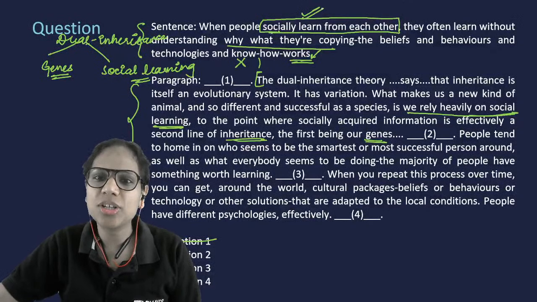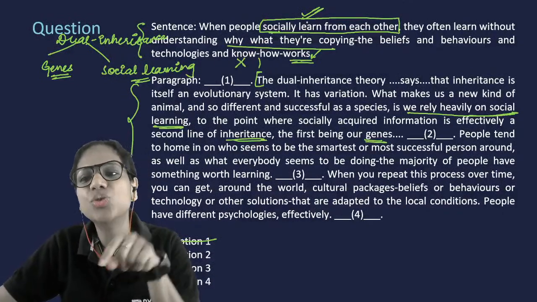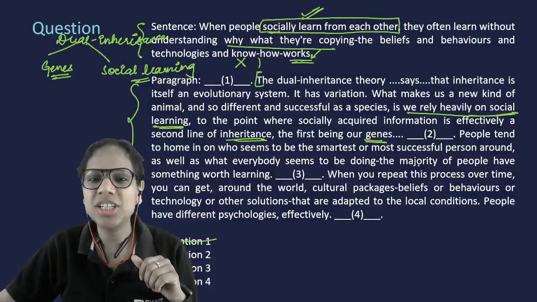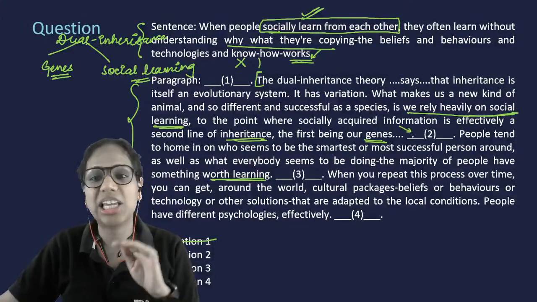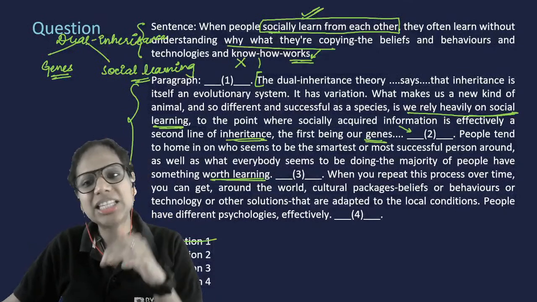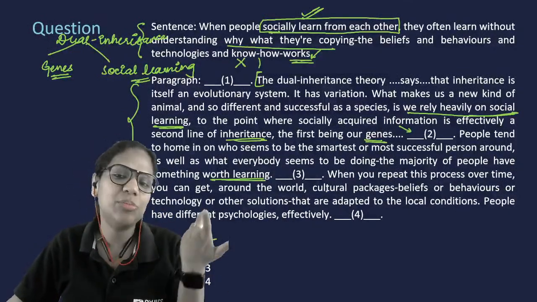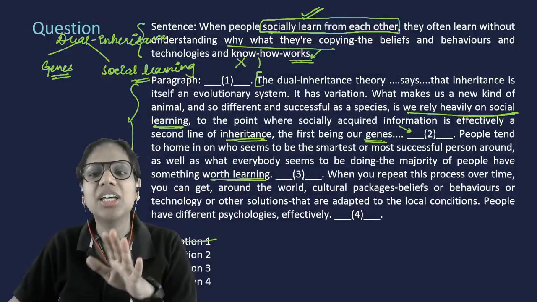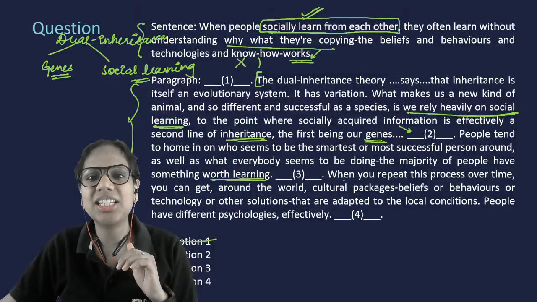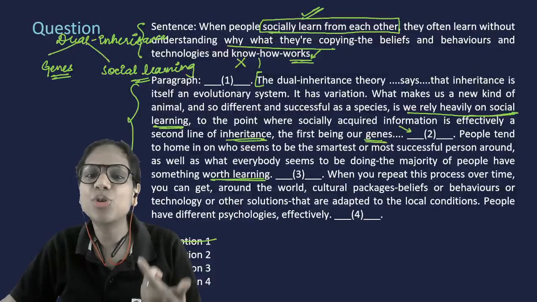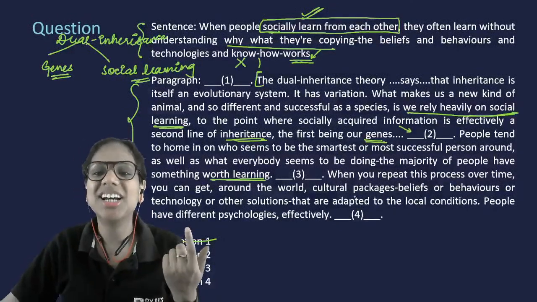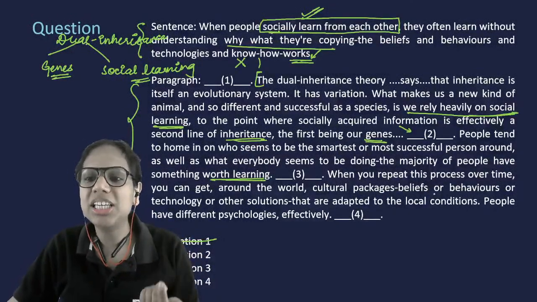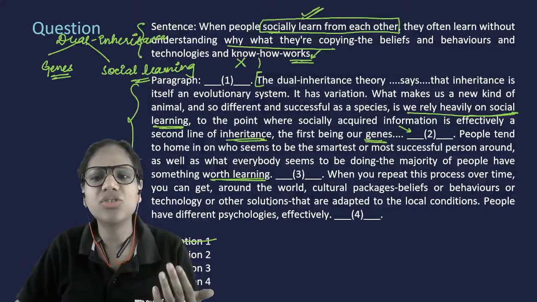So this talks about social learning happening. It introduces that idea. And moreover, here also we talk about learning from others. So 2 seems like a very strong candidate. Let's read further. If 3 and 4 are eliminated, then 2 is our answer. There's a blank again. Then it says, when you repeat this process over time, you can get around the world cultural packages, beliefs or behaviors or technology or other solutions.